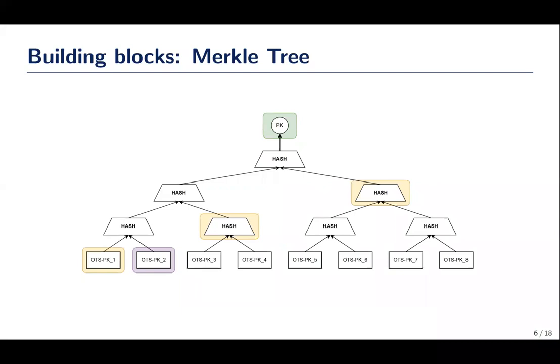So the second building block is Merkle trees. On this slide, you can see how they're built. They're built from the leaves. You hash two values together, and you do so until you get to the root of the tree. In SPHINCS+, the leaves are public keys of a one-time signature scheme, in our case, WOTS.